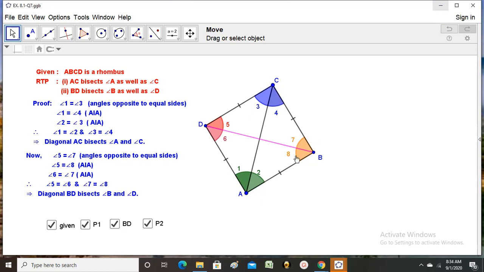So why am I using these numbers for angles? It is easy to recognize, that's the only thing. You may even use, for angle 1, angle DAC, like that you can write. There is no problem at all. Anyway you can do. Okay.